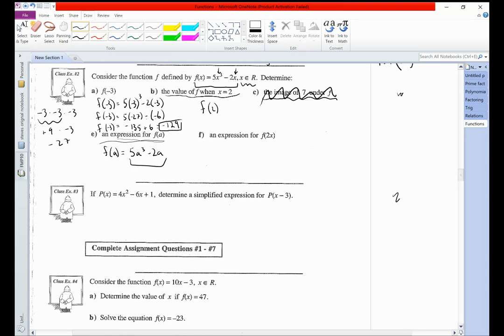Now we're going to do f of 2x. So now anytime we see an x value, we're going to replace it with 2x. So the function of 2x is going to equal 5 multiplied by 2x cubed minus 2 multiplied by 2x. So 2x cubed is going to be 2 cubed and x cubed. So it'll be 8x cubed minus 2 multiplied by 2x is 4x. So f of 2x now is going to be 5 multiplied by 8 is 40x cubed minus 4x. And that's the answer.